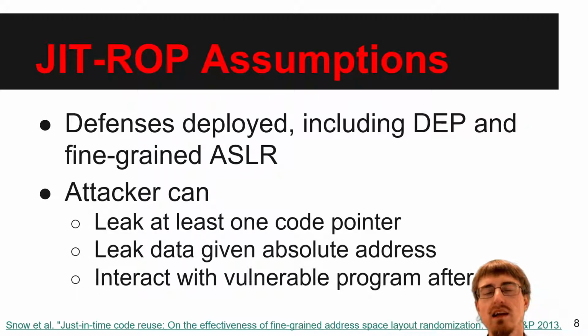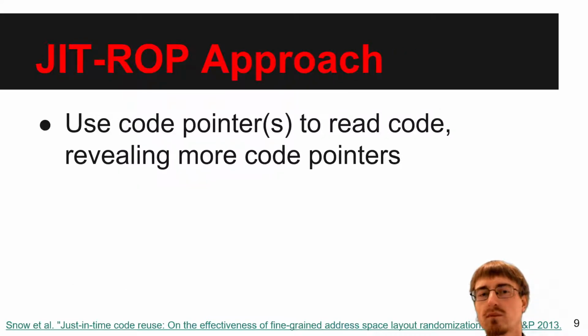Now, additionally, we have some requirements. In particular, the attacker must be able to leak at least one code pointer, which is also the way in which we broke ASLR before. We must be able to leak data given an absolute address. So this is an arbitrary read vulnerability. And, this is important, after the leak we must be able to continue to interact with the vulnerable program. So we should be able to adjust our behavior based on the leak. And this is critical. Now, how do we perform the JIT-ROP attack?